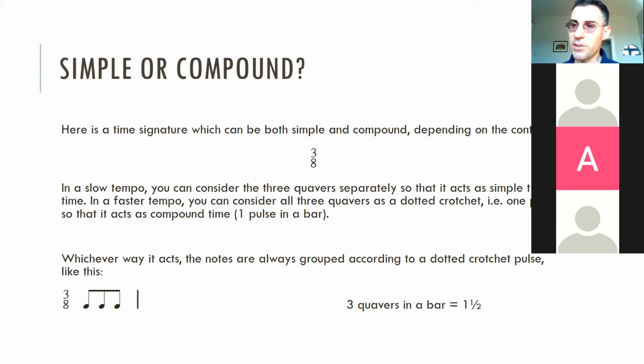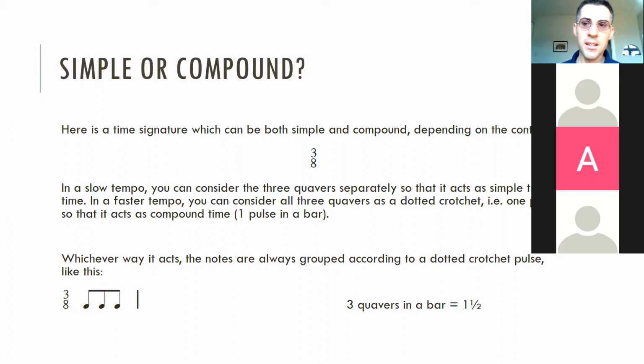But if it was a very fast tempo like this, 1, 2, 3, 1, 2, 3, 1, 2, 3, if you watch my hand, I'm giving 1 pulse at a time. That's compound time because 1 pulse has been divided into 3. So it depends on the context whether it is compound or simple. If it's fast, it's going to be compound. If it's slow, it's going to be simple.